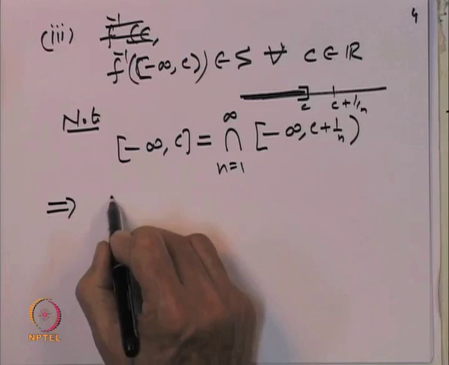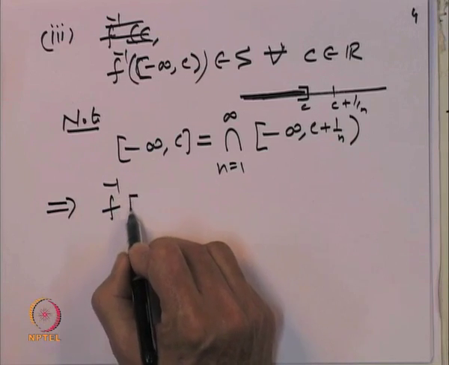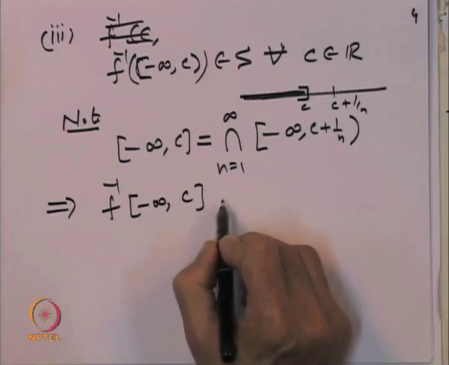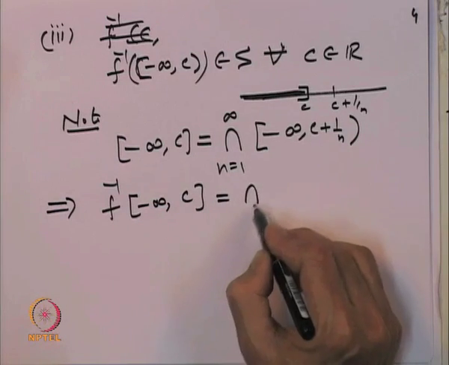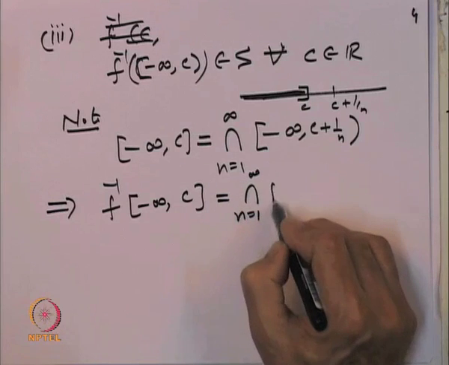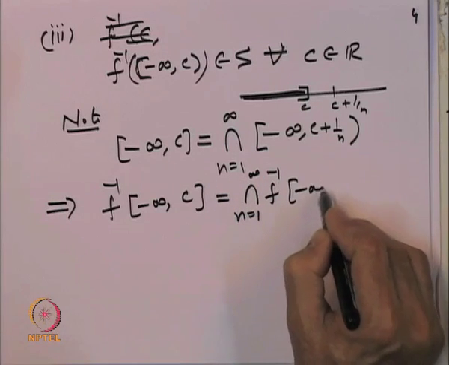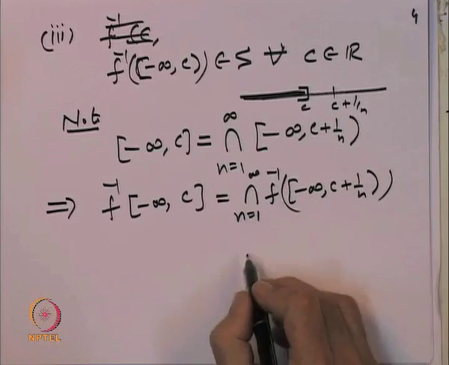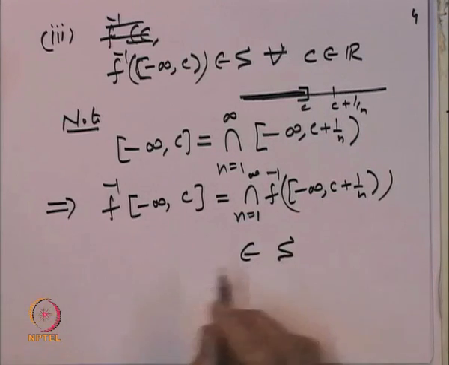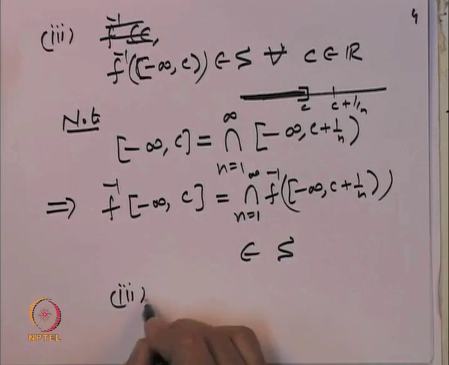So, this implies that f inverse of minus infinity to C, which is equal to f inverse of the intersection, that is the intersection of the inverse images, is f inverse of minus infinity to C plus 1 over n open, and each one of them belongs to S. So, this belongs to S. So, 3 implies 4.